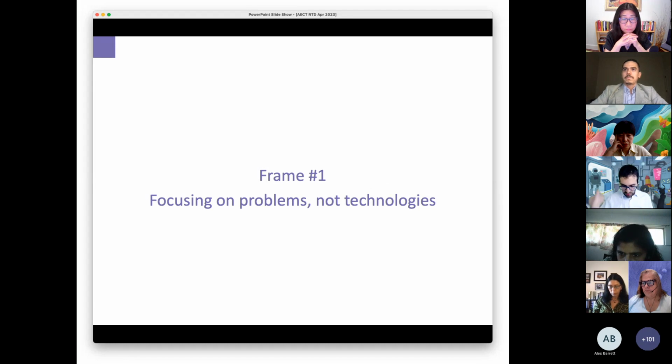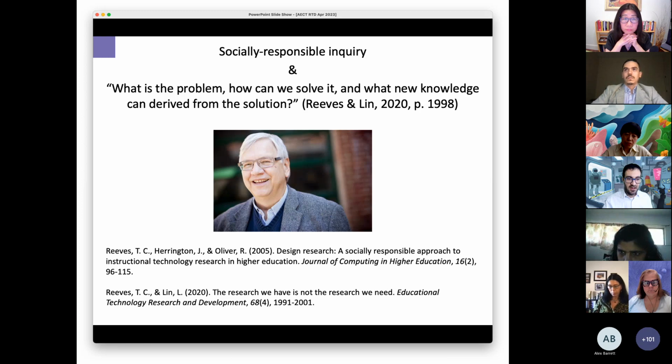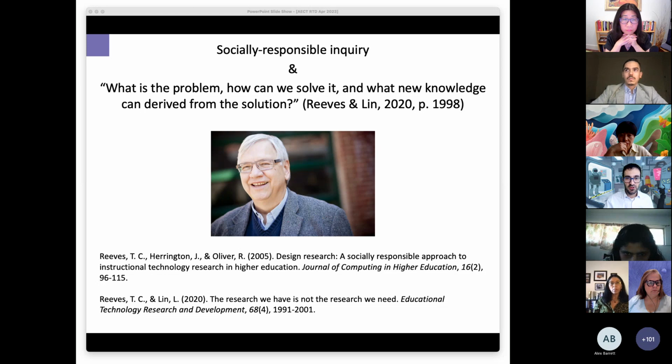The first frame that you all might be familiar with, I'm glad that Dr. Tom Reeves is with us here today, is to focus on problems rather than technologies. And at the heart of this is the recommendation that focusing on problems relating to learning and human development instead of things is important. The first idea is socially responsible research, meaning doing scholarship that addresses learning and human development problems that take away from the quality of life for individuals and groups. And the second idea here is on identifying and working towards solving problems.